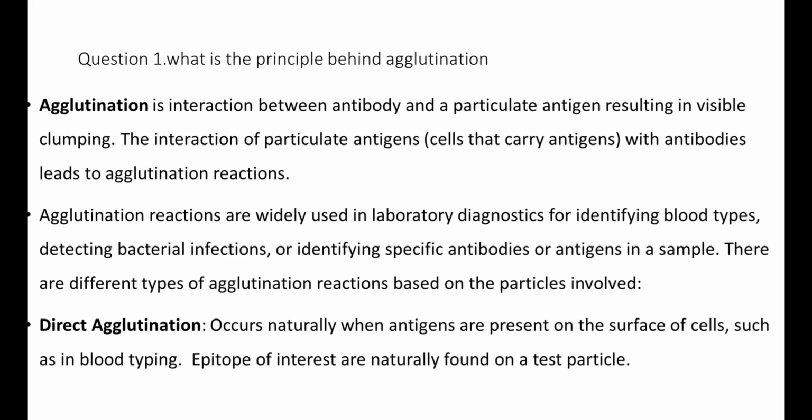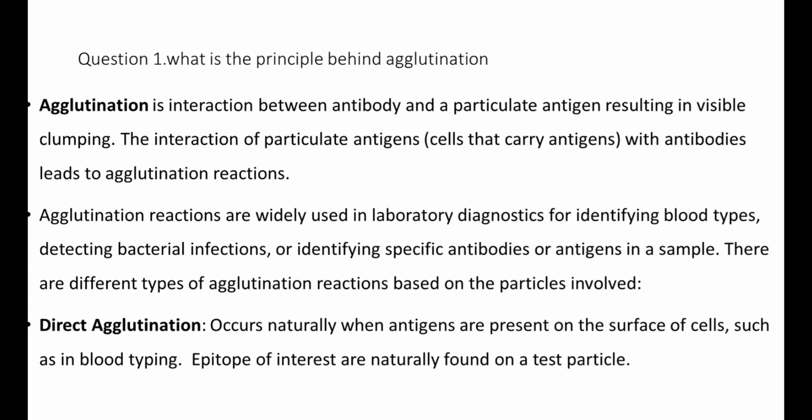We have seen that in agglutination, there is interaction between the particulated antigen and the antibody. Now, based on the type of antigen which is involved in the interaction, it can be classified into two types. There is direct agglutination and indirect agglutination.